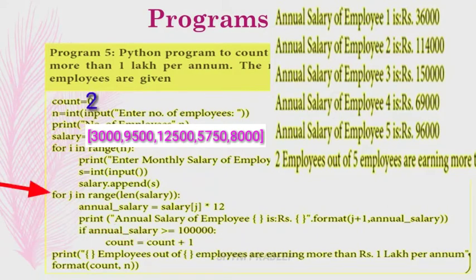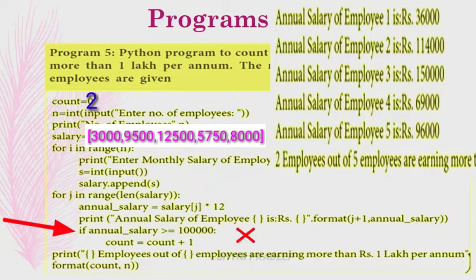Okay. Next see for j in range, length of salary is what? Now j value is 3. And calculate the annual salary. Salary is what? 5,750 into 12. What is the answer? 69,000. So print annual salary of employee j plus 1. j is what now? 3. 3 plus 1, 4 is rupees 69,000. Next again check the if condition. Annual salary 69,000 is greater than or equal to 1 lakh.